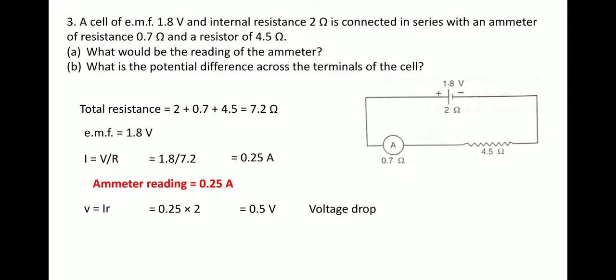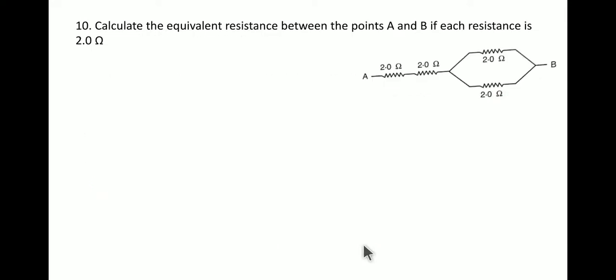Now if there is a voltage drop, we have to find the potential difference by subtracting the voltage drop from the EMF. So potential difference will be equal to 1.8 volt, that is the EMF, minus the voltage drop 0.5 volt. When you subtract it, you will get the answer as 1.3 volt. So these are the two answers. The ammeter reading is 0.25 ampere, and the potential difference across the terminals will be 1.3 volt. All right. So we move on to the next question.